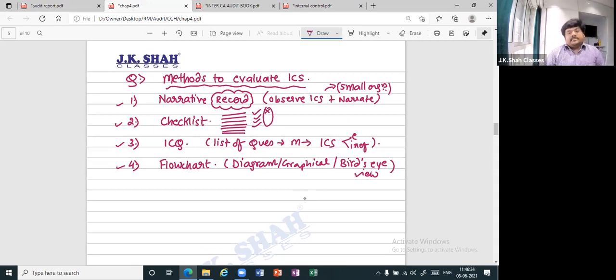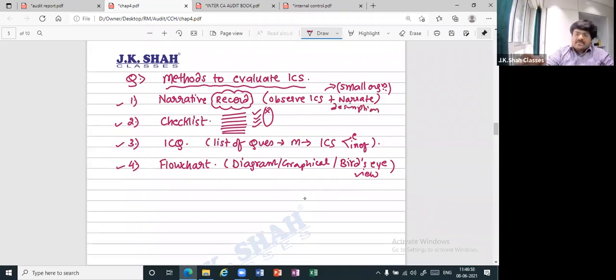Like that. So how many are there? Come on, tell me. 4. 1. Narrative record. Next. Checklist. Next. ICQ. Last. Flowchart. What is a narrative record? Correct. Basically the auditor or his staff will go to the client's place, they will observe the ICS and they will make a record and they will narrate to themselves. That is known as a narrative record. In other words, it is a description, nothing else. You have to describe how the ICS is.